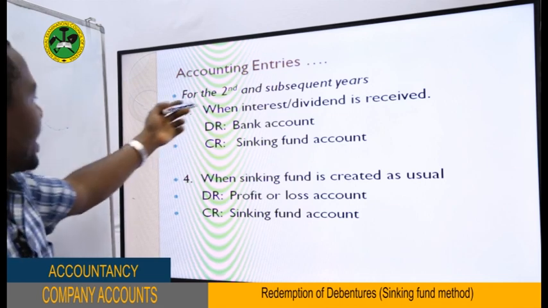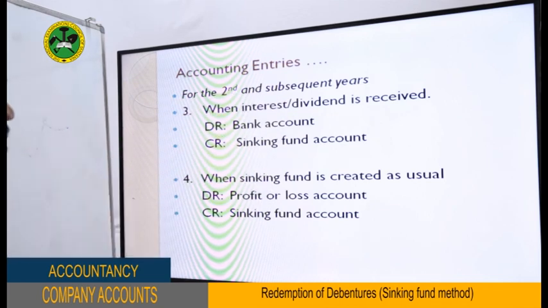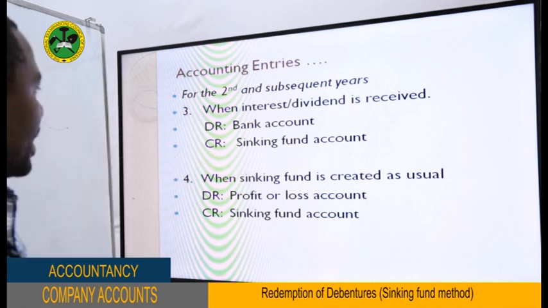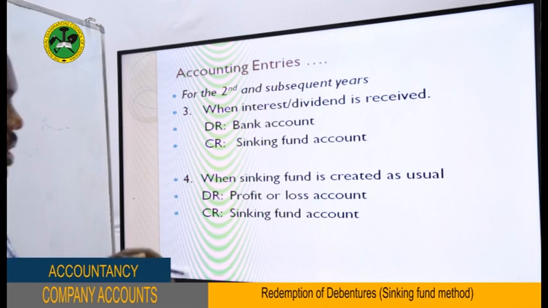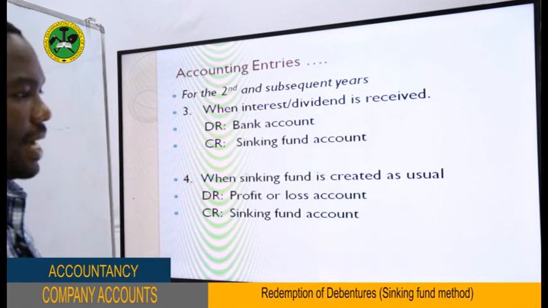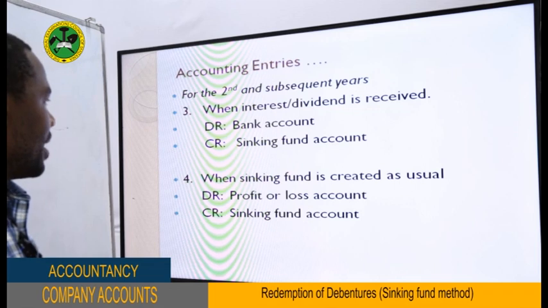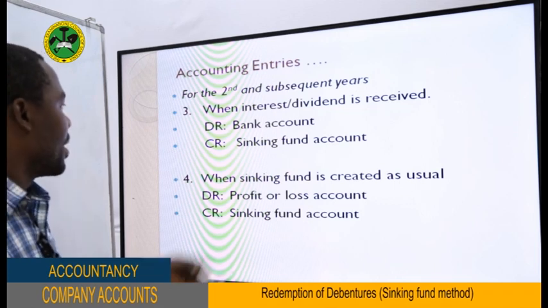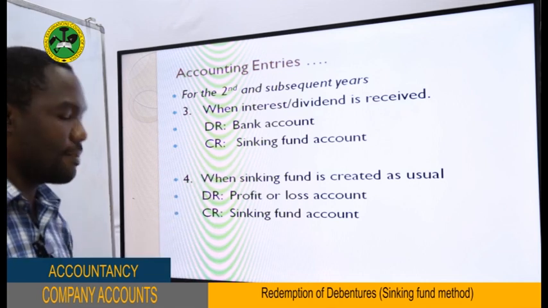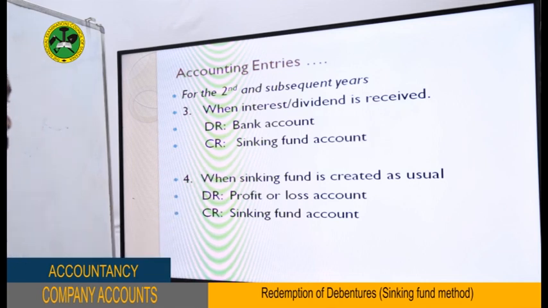For the second year and the subsequent periods, we'll have the same two previous entries, but we'll have one more entry for interest, because this amount invested in the outside securities will have accumulated interest at the end of the second year. So when interest or dividend is received from the investment, of course, this is a cash inflow. We debit bank account and we credit sinking fund account to recognize the revenue.